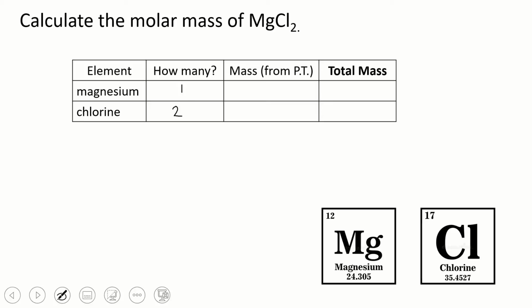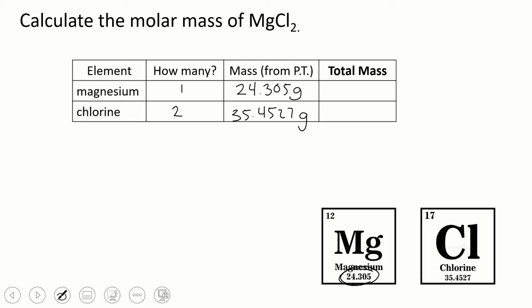Next, we determine the mass of each of these. This information comes from the periodic table. Usually it's written at the very bottom of the elemental box, and it usually has decimal places in it. So we see magnesium right here. The value there is 24.305. The units on this would be grams. For chlorine, the value is 35.4527. Units on that are grams.